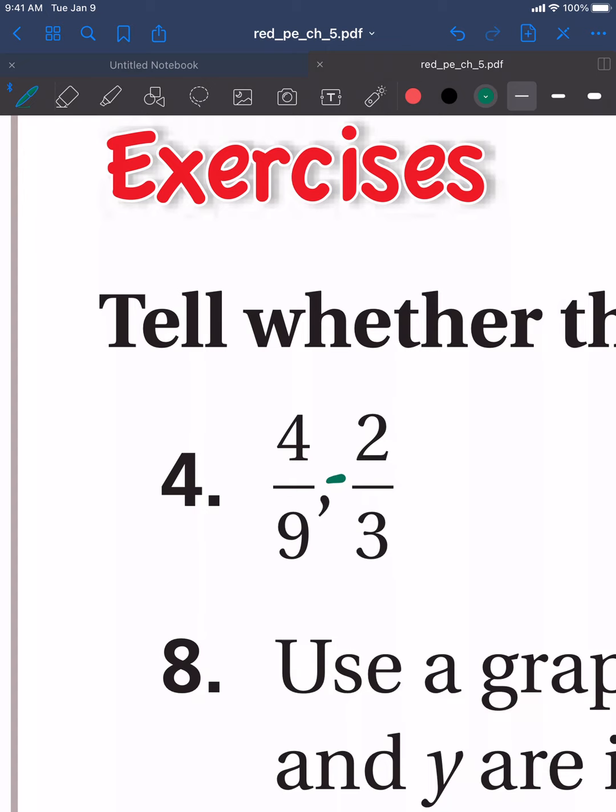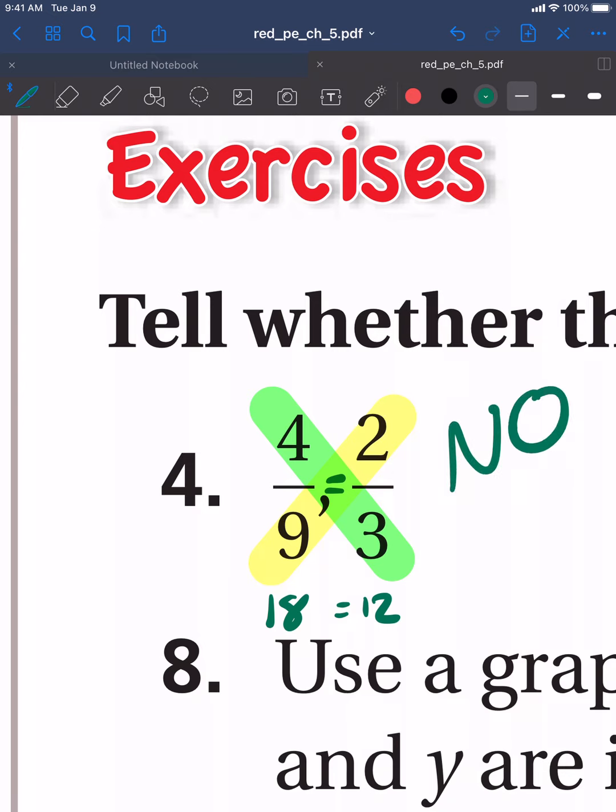I want to do it my favorite way. What is 9 times 2? 18. What is 4 times 3? 12. What can you already tell? They are not the same. So are they proportional? No.